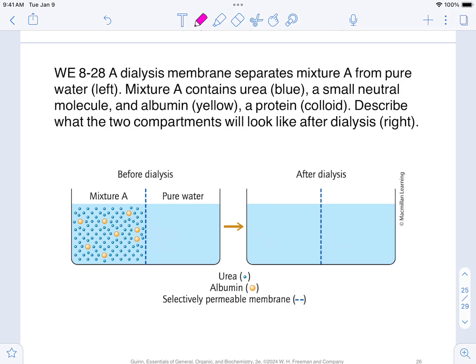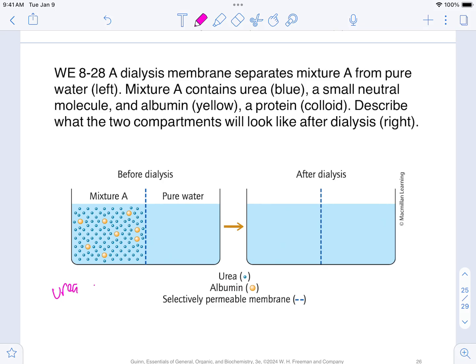So here we have an example. It says mixture A contains urea, which is the small blue particles, and albumin, which is the larger yellow ones. It says that's a colloid. Describe what the two compartments will look like after dialysis. So what's going to happen, only the small ones can pass through.